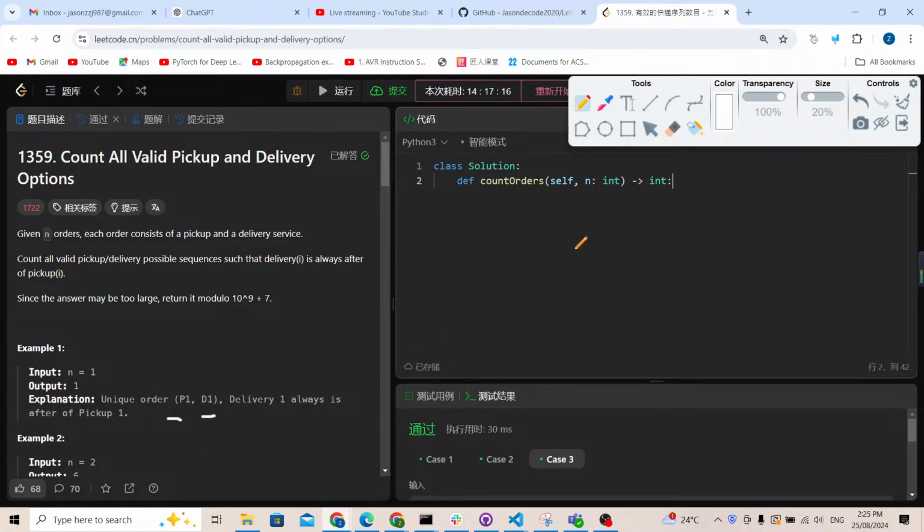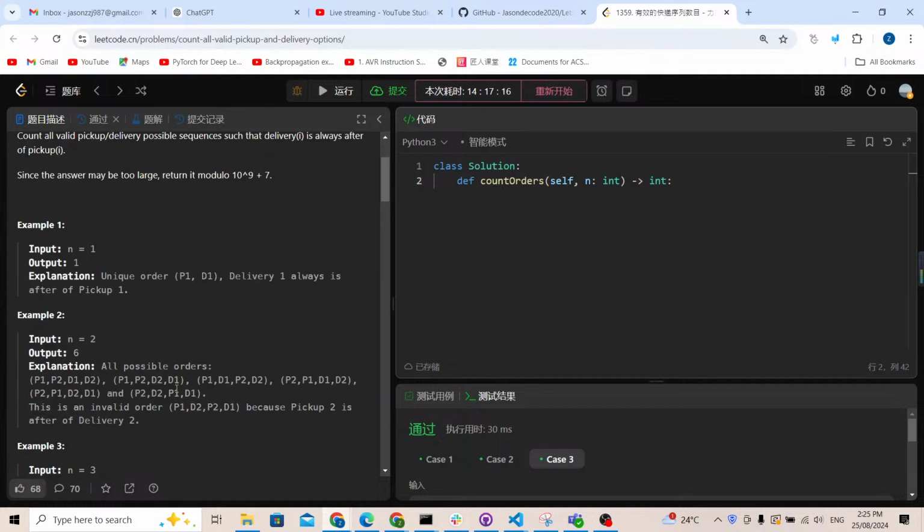If n equals 1, it means there's one order. First of all, we're going to have a pickup, and then a delivery. This is like real life. So there's only one case, right? But what if there are two orders? How can we count how many different cases there are? Let's check the explanation.